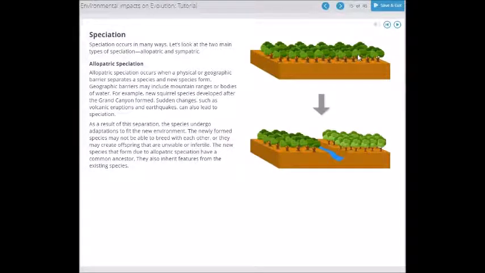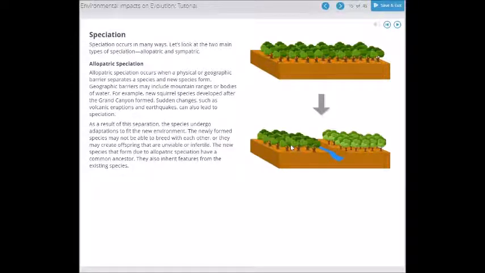All right, they were one population of trees, but then something happened, an earthquake or a landslide or something, and it caused the course of a river to change its flow, and all of a sudden there's a river flowing between them, makes some distance between them, and so now they become two separate species. This is called allopatric speciation. It occurs when a physical or geographical barrier separates a species and then a new species forms.